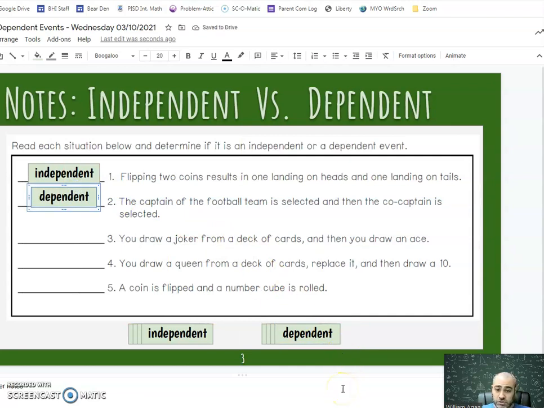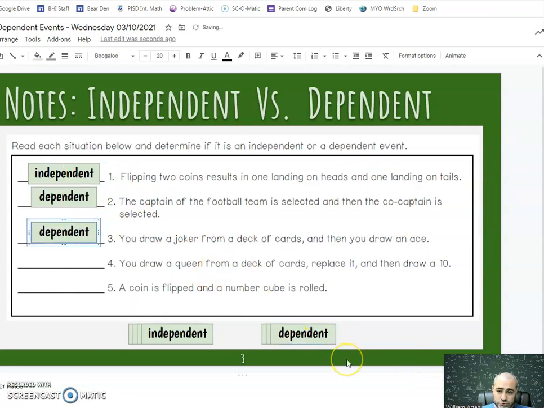Number 3 says you draw a joker from a deck of cards, then you draw an ace. So if you have a deck of cards and you took a joker out, do you still have the same number of cards in the deck? No, you don't. Now you have one less card. So that is dependent. The only way that one would be independent is if they say that you put the card back. They didn't say that you put the card back, so that means that you had to keep it.